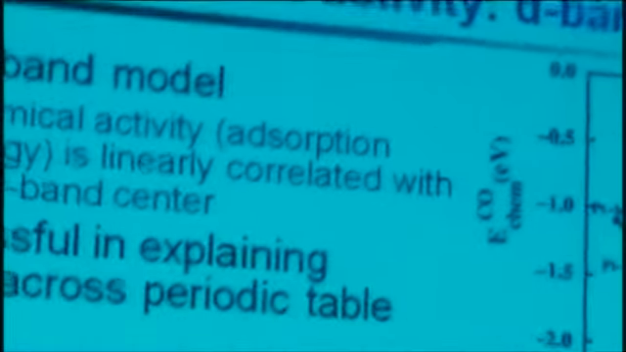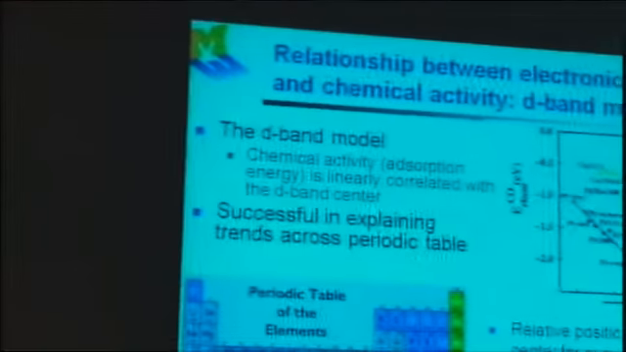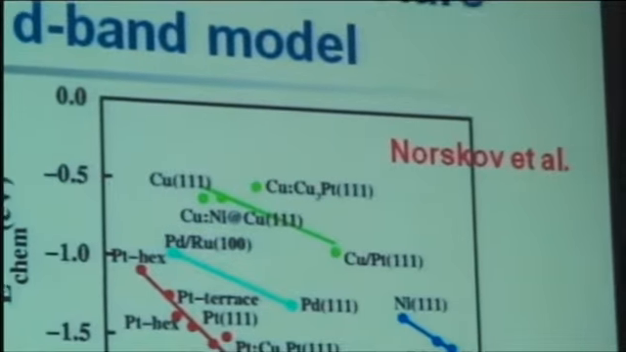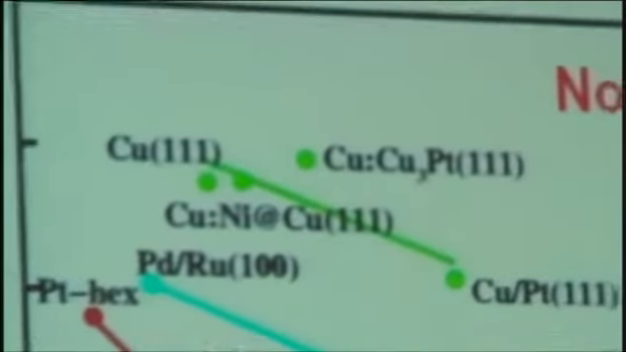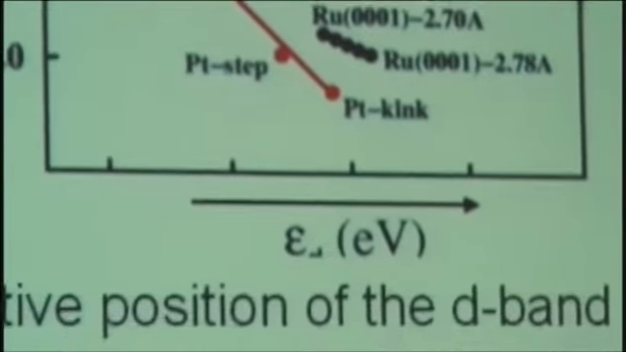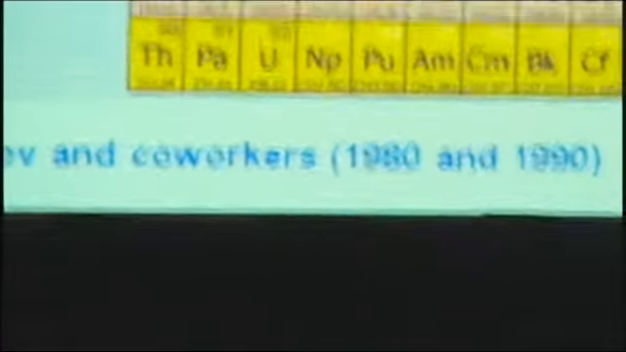So this kind of thinking has led to the development of d band theory by Jens Norskov and his colleagues in Denmark. And d band theory states that chemical activity, where by chemical activity I mean absorption energy of various adsorbates on a particular metal, is linearly correlated with the center of the d band. So the higher the center of the d band I have for a given geometry, the higher absorption energy I'm going to have. And this is nicely illustrated in the case of absorption of CO on various sites on platinum and some other metals here.